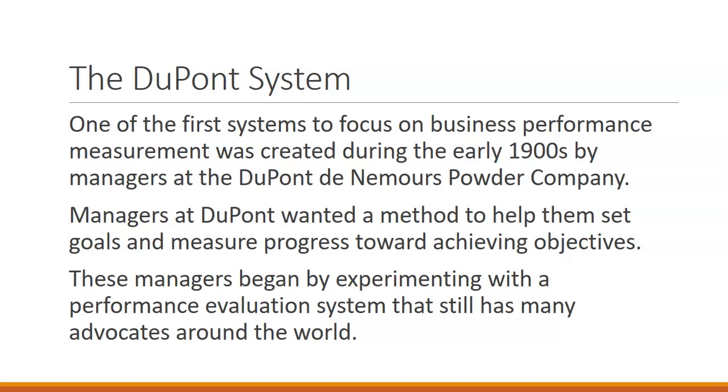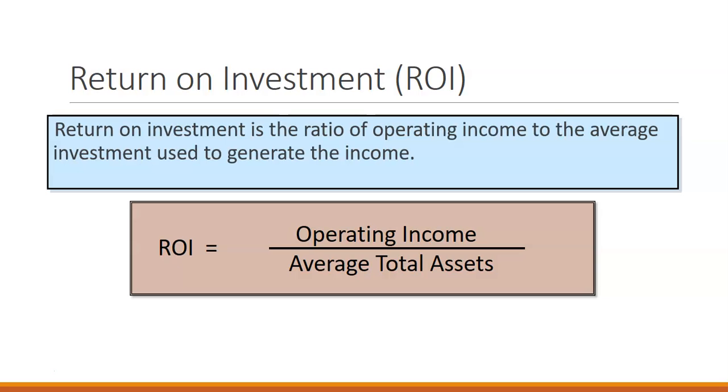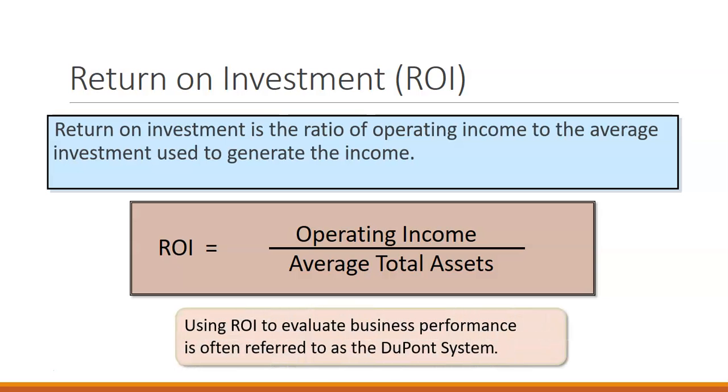Those calculations within the DuPont system consist of return on investment. Return on investment is used to evaluate business performance. It's also called the DuPont system. So when we're looking at return on investment, we're looking at our operating income to our average total assets. So it's the ratio of our operating income to the average investment used to generate that income.